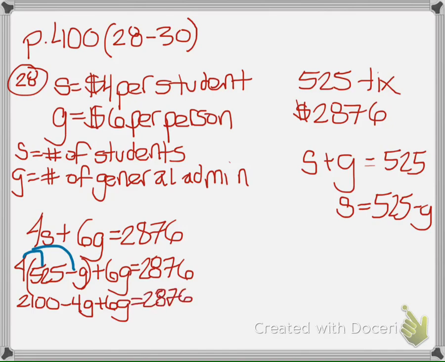Since I'm running out of room here, I've got to move a little fast here, so 6G minus 4G is 2Gs. And if I take away 2,100 from 2,876, that leaves me with 776. Well, G is just half of that. So the number of general admission tickets is half of 776. That's 383.